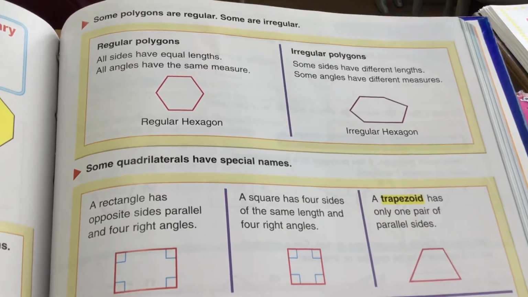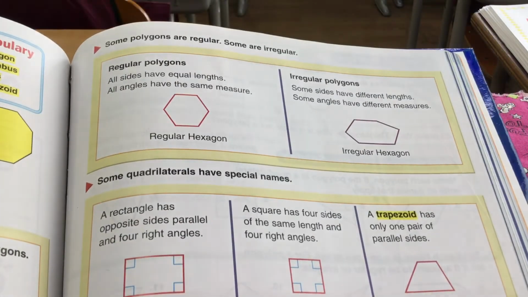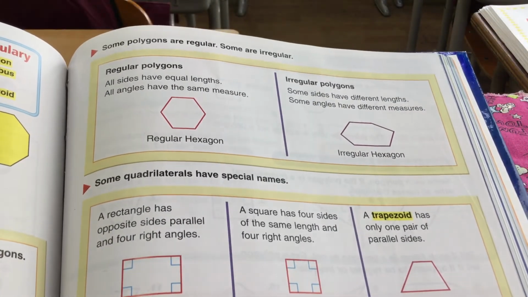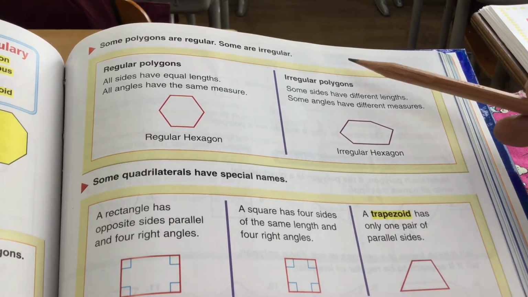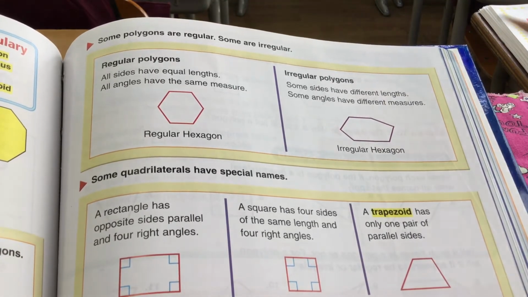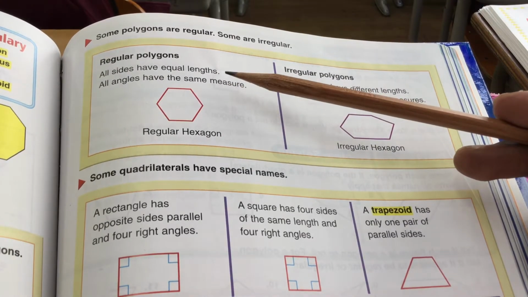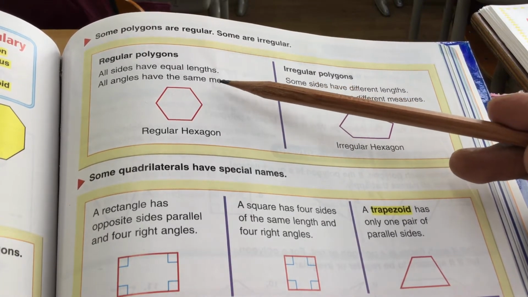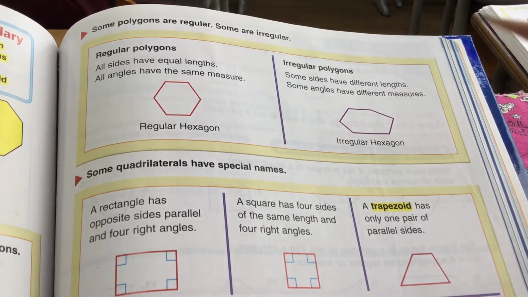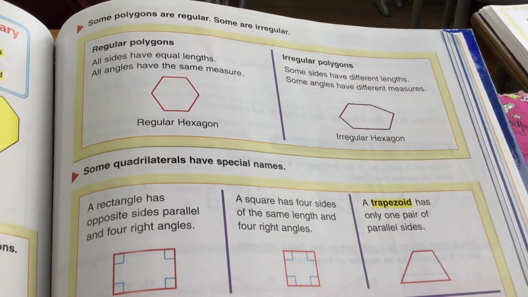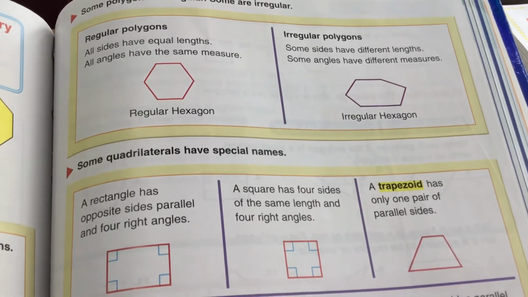And I'm going to show you this picture. Some polygons are regular. Some are irregular. Regular polygons: all sides have equal lengths. All angles have the same measure.